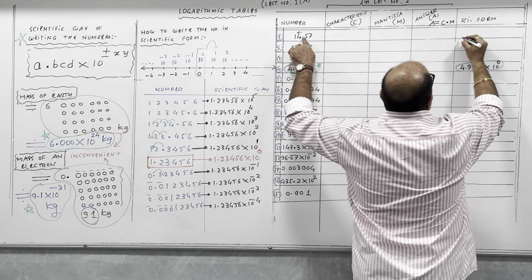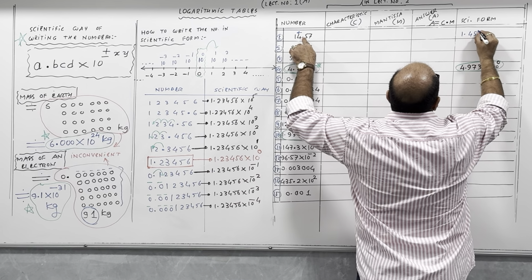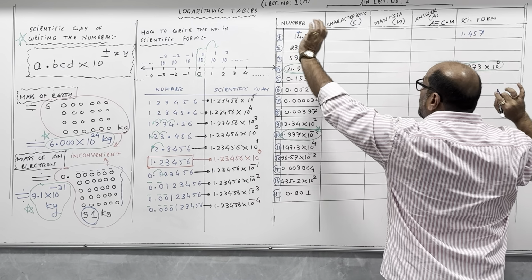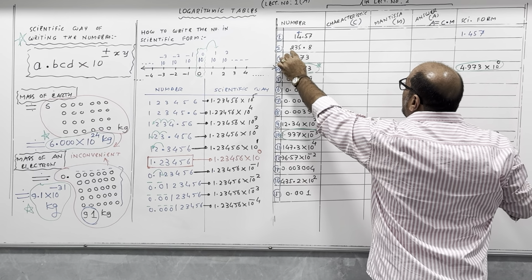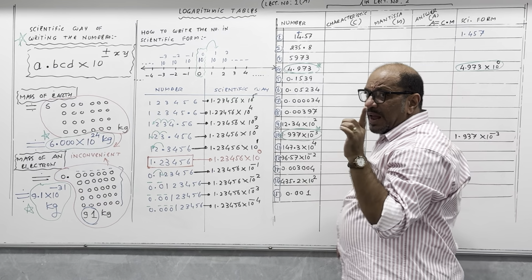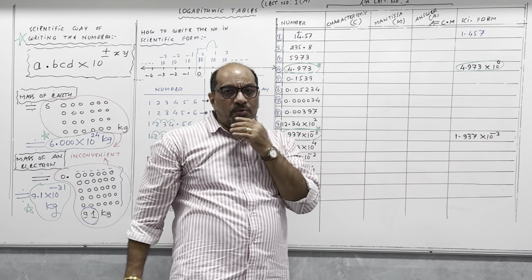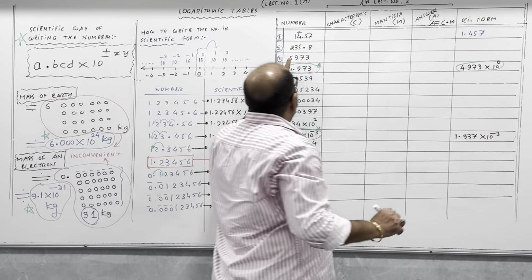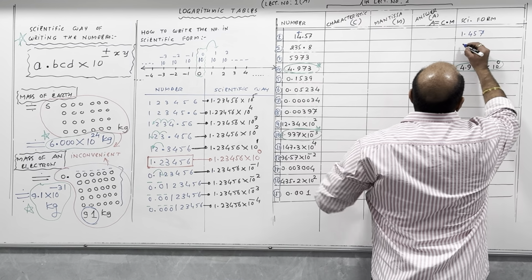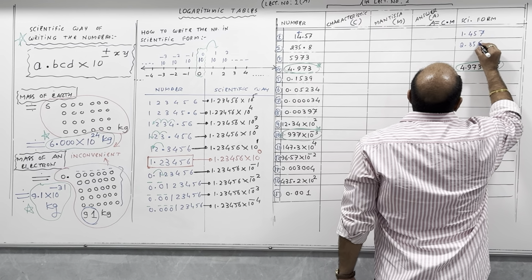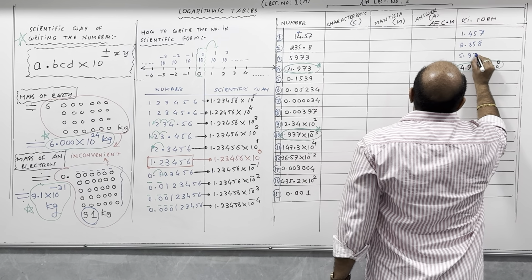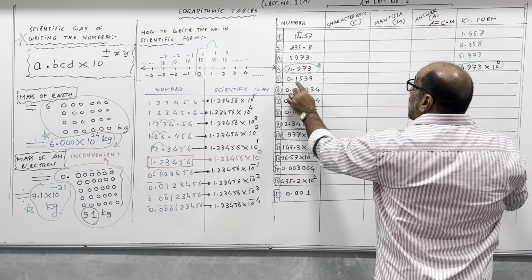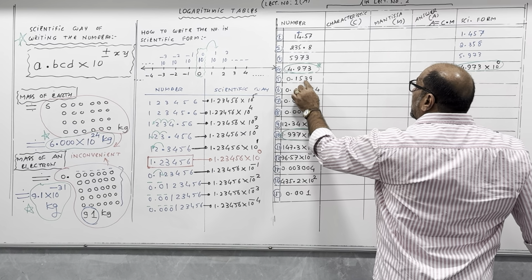So should it be 1.457? First, I will give you a very fast technique. In each number, put the decimal point after the first digit, and that first digit should be a non-zero. This 2358 should be 2.358. Likewise, this should be 5.973. Likewise, look carefully now, this should be 0.1539.